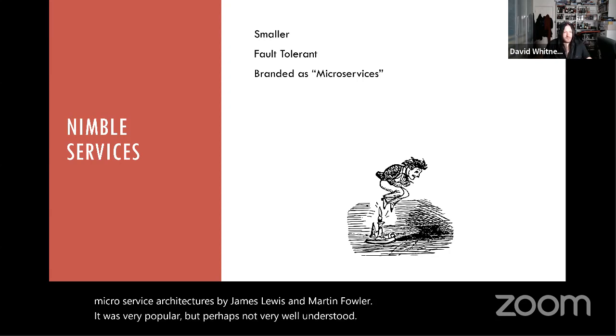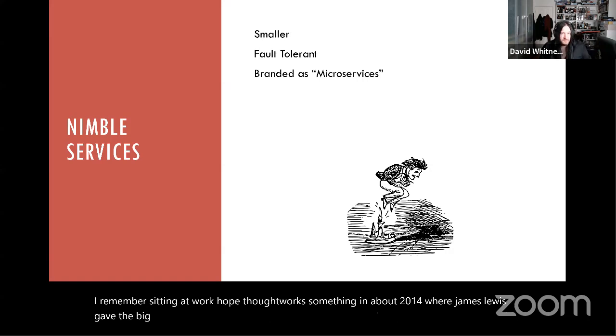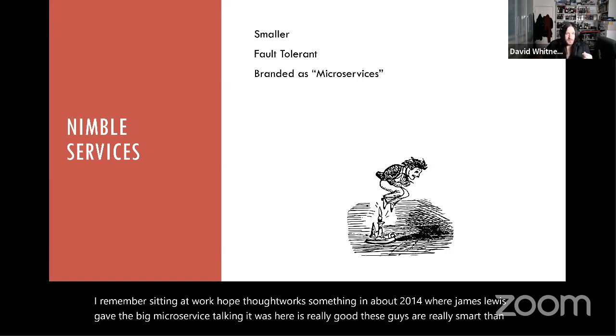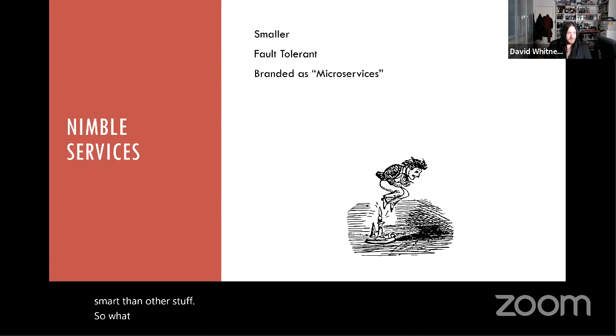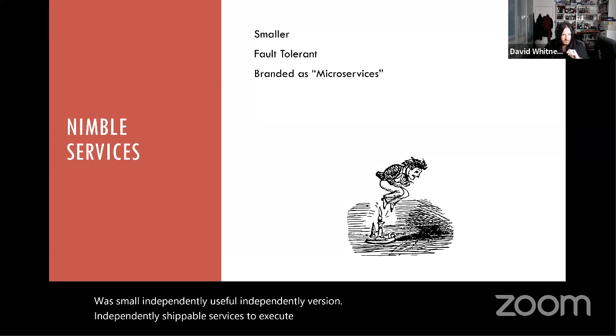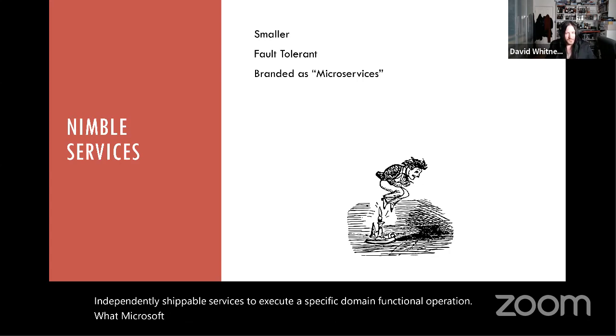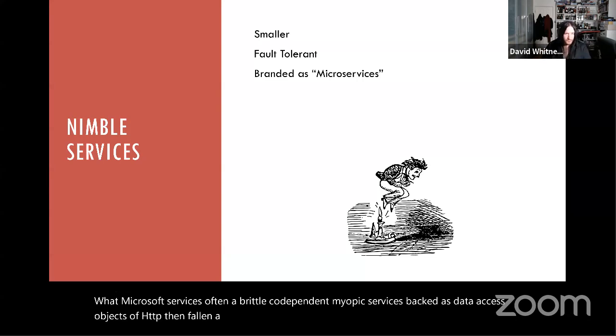And I remember sitting at like a ThoughtWorks something in about 2014, where James Lewis gave the big microservice talk, and it was really good. These guys are really smart; they know their stuff. So what microservices were supposed to be was small, independently useful, independently versionable, independently shippable services that execute a specific domain function or operation. What microservices often are is brittle, codependent, myopic services that act as data access objects over HTTP, then fall in a domino-like fashion if one of them falls over.